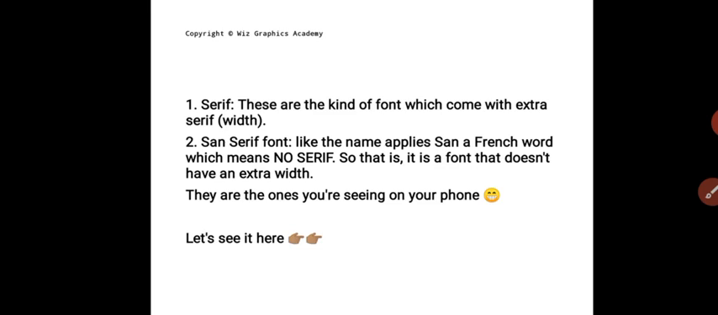All right, now the second type of fonts is the sans serif. Just like the name implies, sans is a French word, it means no. No serif, no extra width. So let's see some examples. But then I want you to understand that the sans serif fonts are the kind of fonts that you have on your phone, that you are seeing on this slide currently. But first I'm going to show you.